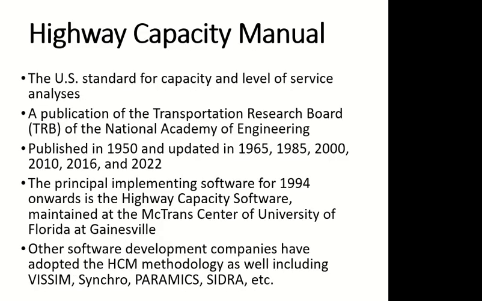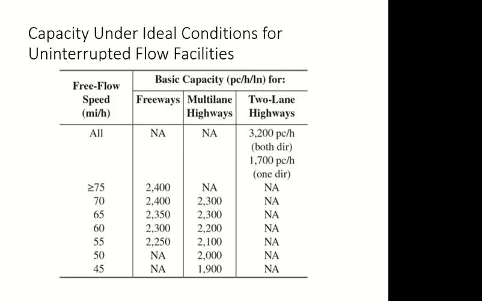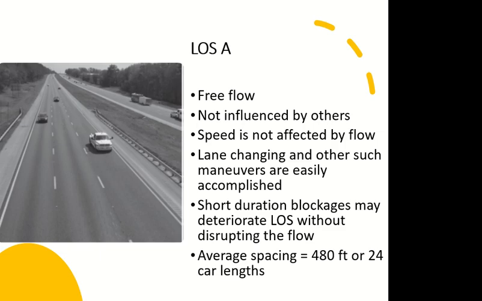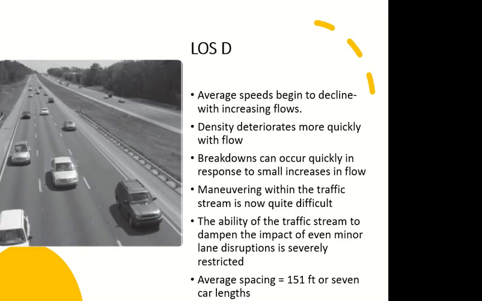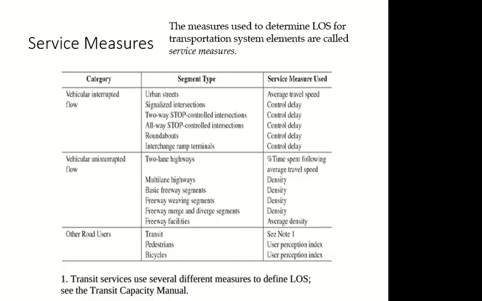Okay, so we are doing it for the uninterrupted flow facilities, as per the Highway Capacity Manual. We discussed the definition of capacity as per the manual, but the concept is maximum flow rate. Then we looked at ideal capacities. We also discussed the concept of level of service, which tells you about the quality of traffic flow, and they are divided into 6 levels from A to F.